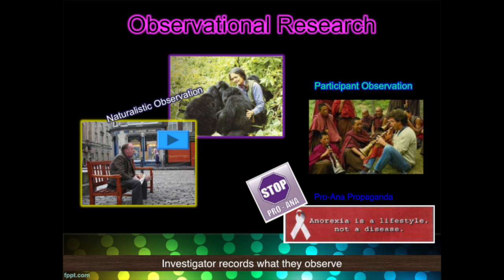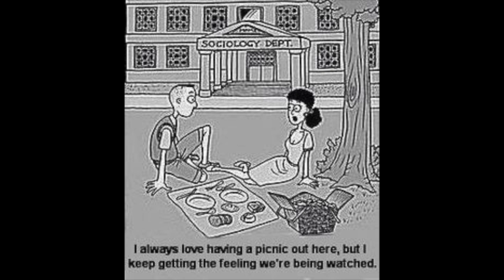In naturalistic observation, we are just recording what we see in a natural environment, whether it be observing animals or observing people. Perhaps we want to see how children behave in a daycare center after their parents have dropped them off, and so we would just watch them behave, maybe from behind a two-way mirror so they couldn't see us, and then we would just record what we observe. We're not interacting with the children or manipulating their behavior in any way.